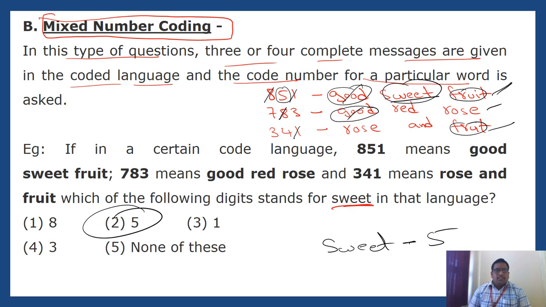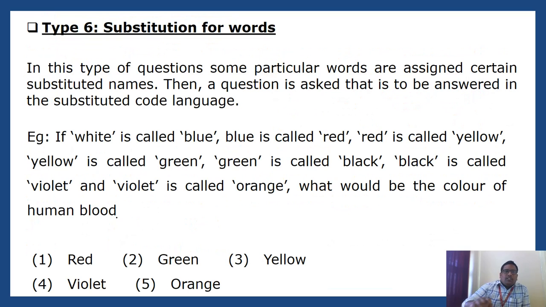So hope you got the picture of how to solve this. So instead of numbers in the previous question, we have seen code words. That's it. Very easy concept. Easy to solve. Clear? Okay. So let us go for the last category of coding decoding. It is called as substitution for words.